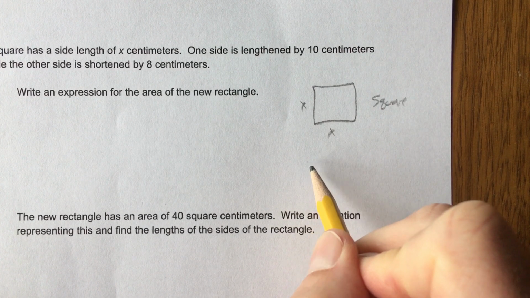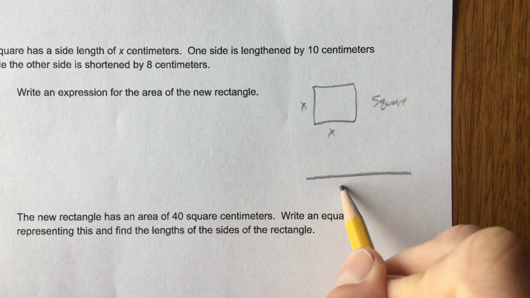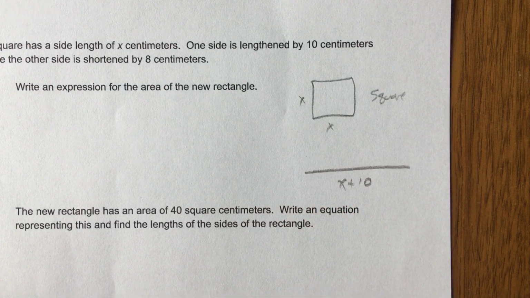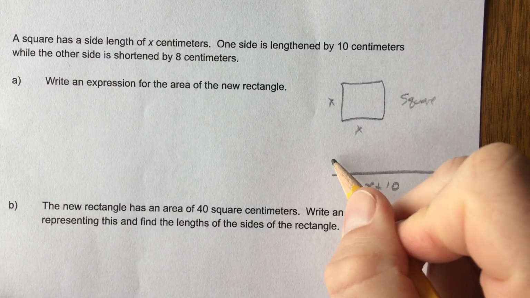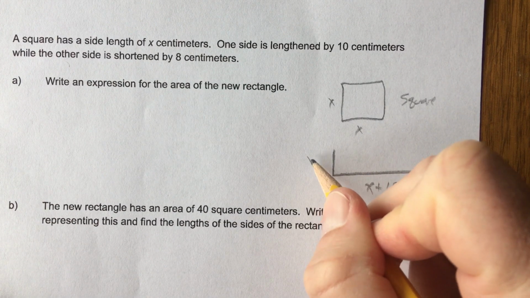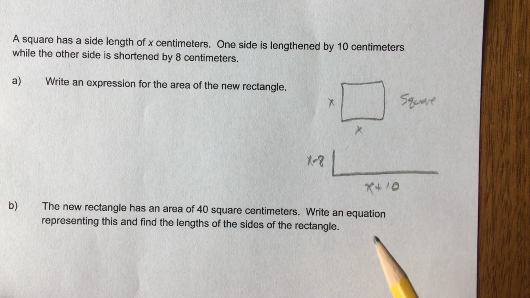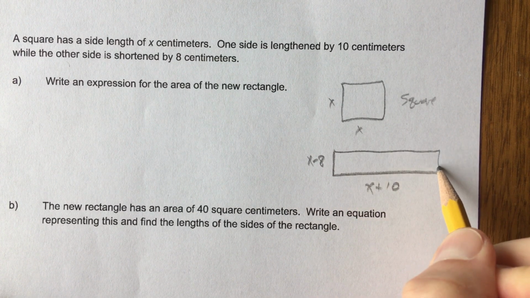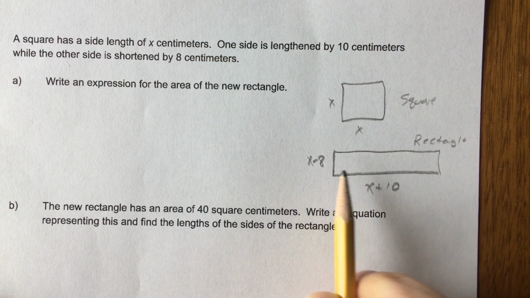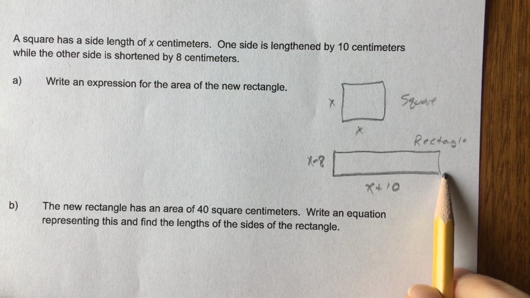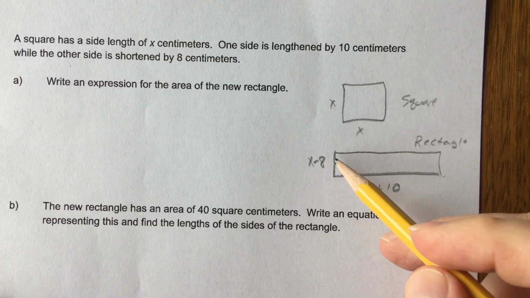So what we're going to do is take one of these sides and add 10 centimeters to it. Okay, and then the other side is shortened by 8 centimeters. So we're going to take the other side and make it a lot smaller. We're going to make it x minus 8. And so this gives us a new rectangle, where one side has been extended by 10 and one has been shortened by 8.